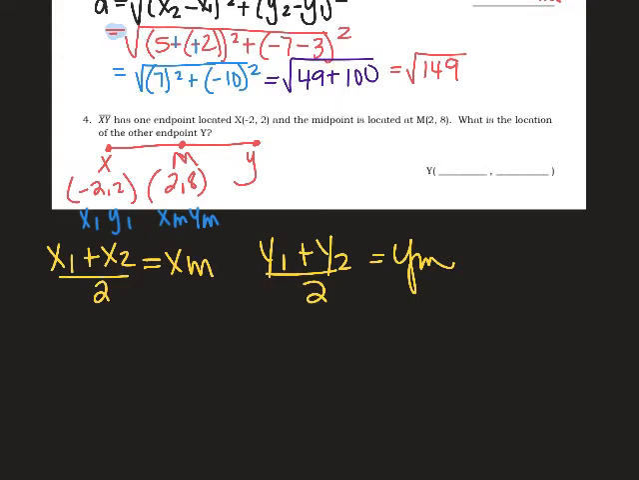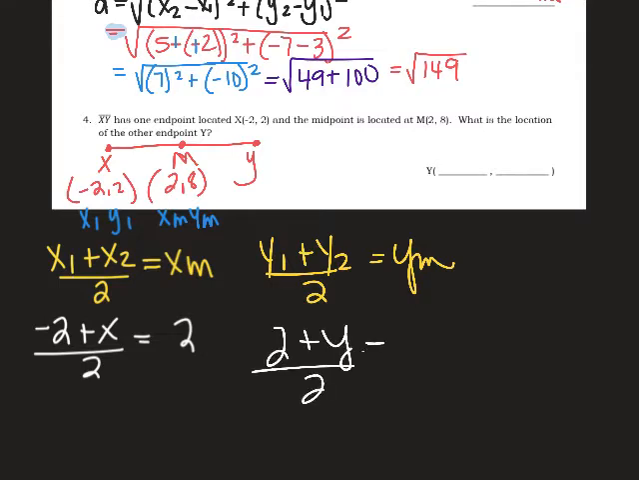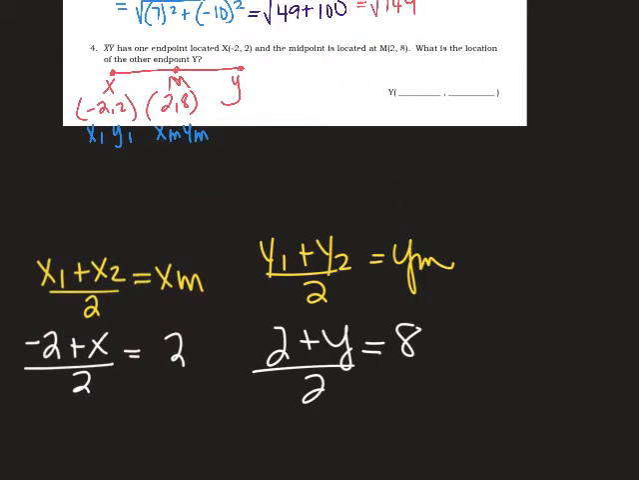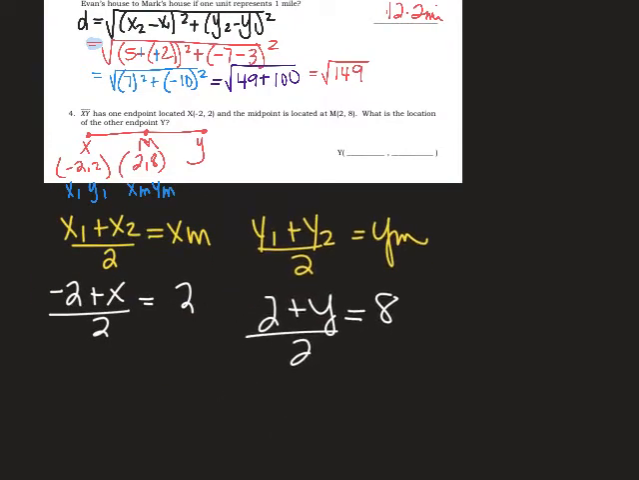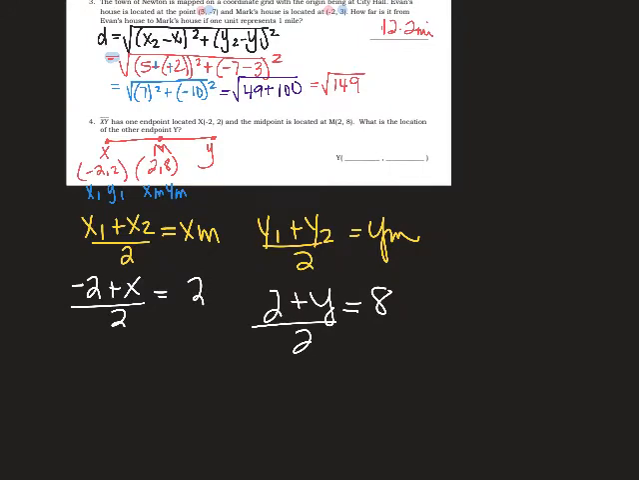Okay, so what did I label x1? Negative 2, so I'm going to have negative 2 plus x divided by 2. What did I label xm? 2, okay. Let's do the same thing with the y's. What did I label y1? 2. I have nothing for y2, but my ym is 8. Now, hopefully, we're all writing this down, because if it ever comes to you have to do test corrections or a retest, the review really helps out.